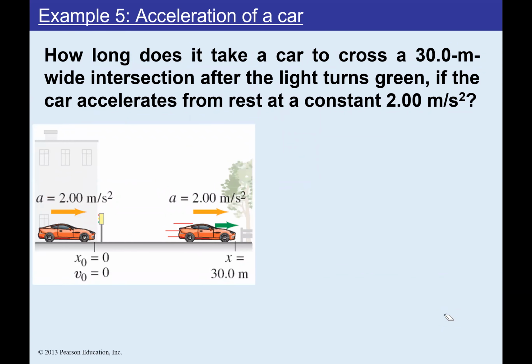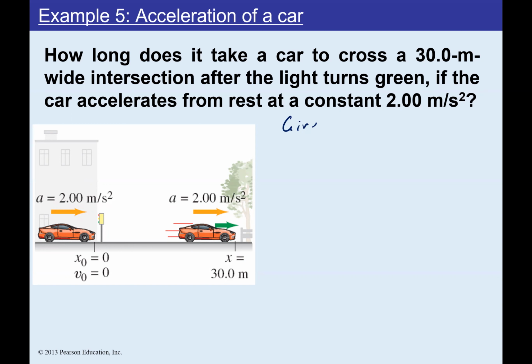All right, so let's look at one more example here. How long does it take a car to cross a 30-meter wide intersection after the light turns green if the car accelerates from rest at a constant rate of 2 meters per second squared, which is a constant acceleration?